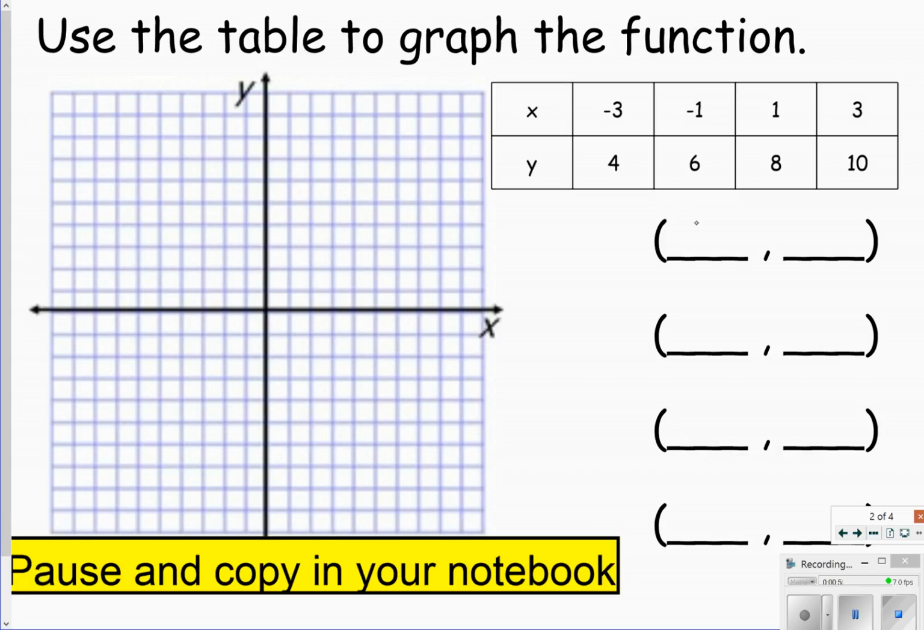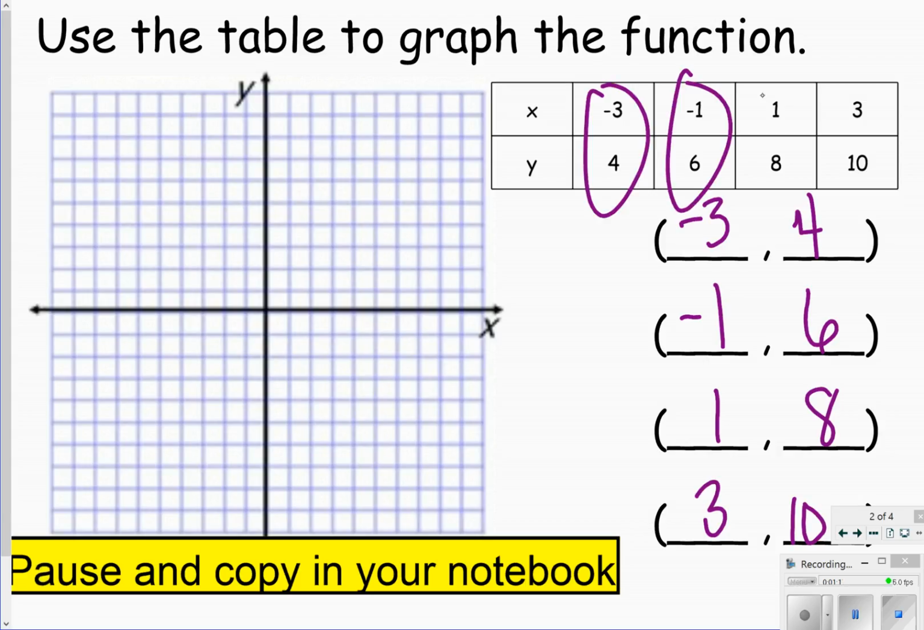So the first one is -3, and what goes with -3, the y value, is 4. And then we have -1, and what goes with that is 6. And then we have 1, and the part that goes with that is 8. And then we have 3, and the part that goes with that is 10. And so they've lined it up really easy. You can see here they have our ordered pairs.